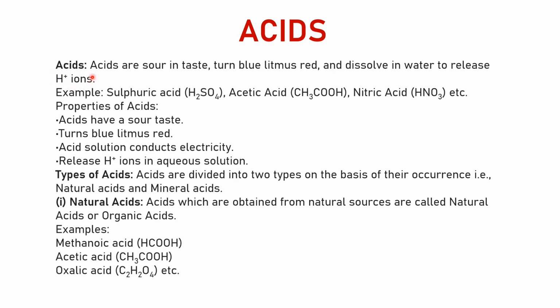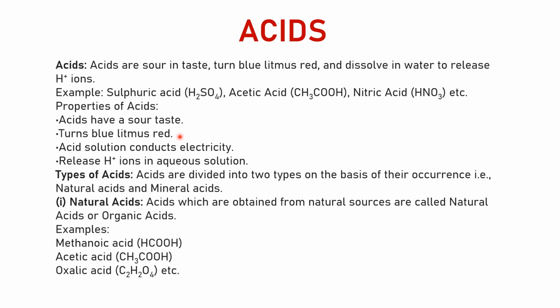Every acid will have hydrogen in it, whether it is H2SO4, HCl, HNO3, H2CO3 carbonic acid, phosphoric acid, nitric acid, acetic acid, formic acid, methanoic acid. All these acids have hydrogen in them, because due to the hydrogen ion, the property of acid persists. Now coming to the properties of acids. Acids are sour in taste. Turns blue litmus paper red.